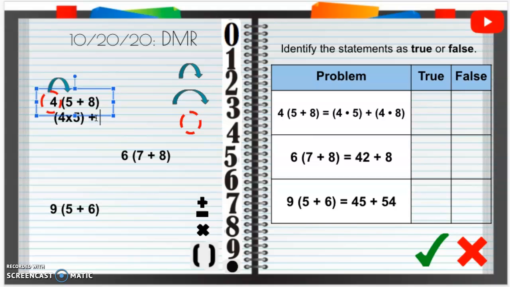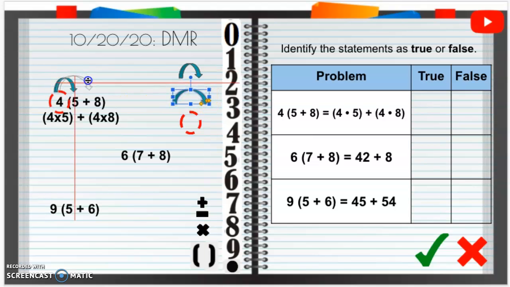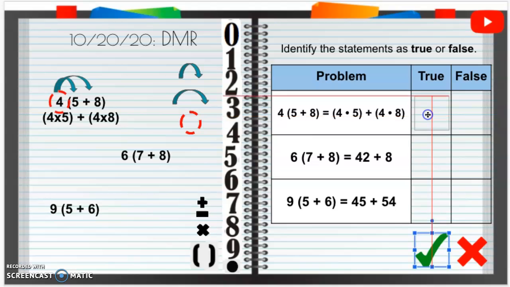So keep that plus. And then we have 4 times 8 because of that second arrow. I should make it a little bit bigger. So we have 4 times 5 is the first one, and then that second one is 4 times 8. So I'm going to put that arrow there. So we have 4 times 5 right here, plus 4 times 8. Is that true or false? 4 times 5. Remember, this dot means times. So 4 times 5, yes, plus, yes, 4 times 8, yep. So that one is going to be true. I'm going to place that check mark in that box there.